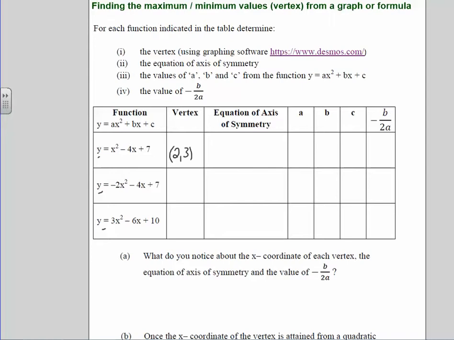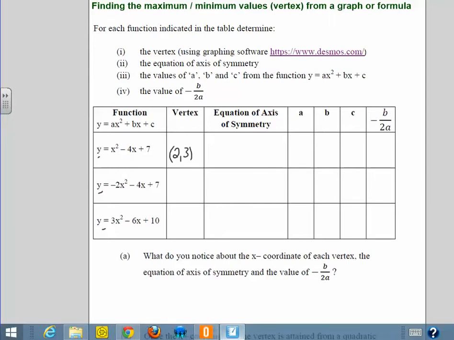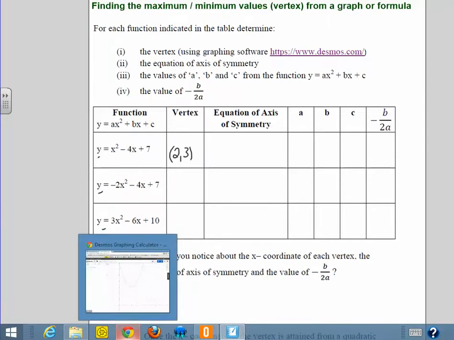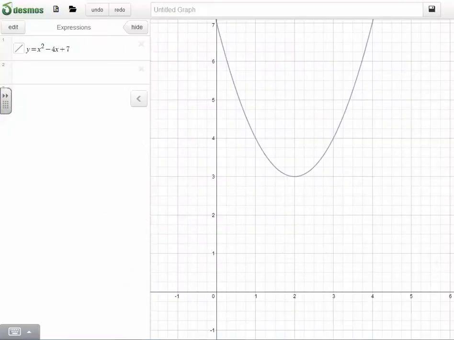Now the equation of the axis of symmetry. The axis of symmetry will be a line that goes vertically down through here and splits this graph in half. So we look at our x value. It will cut through our x value of 2. So the equation of the axis of symmetry is x equals 2. The equation of any vertical line is always written as x equals.